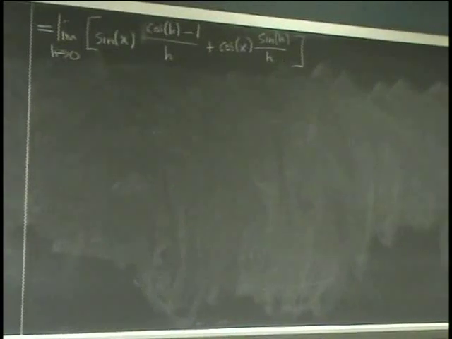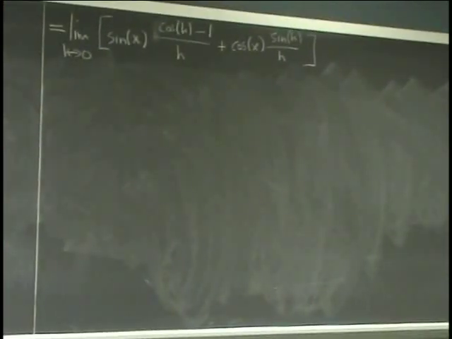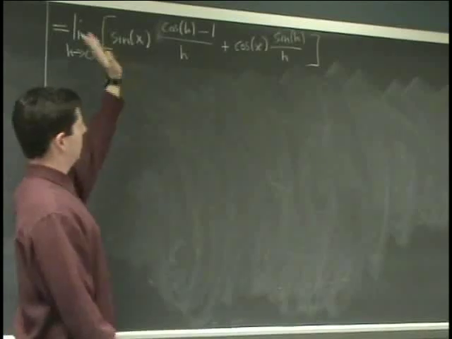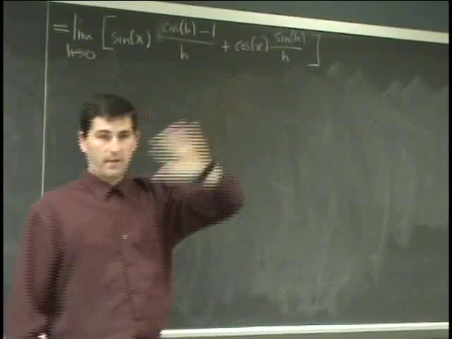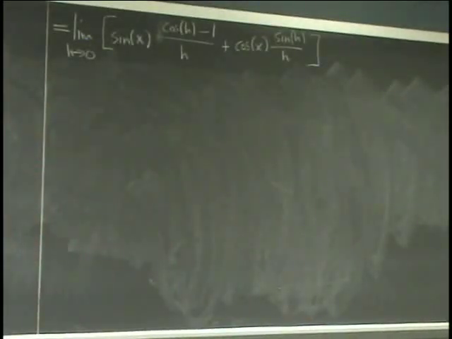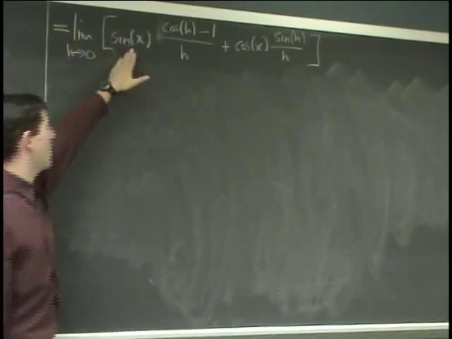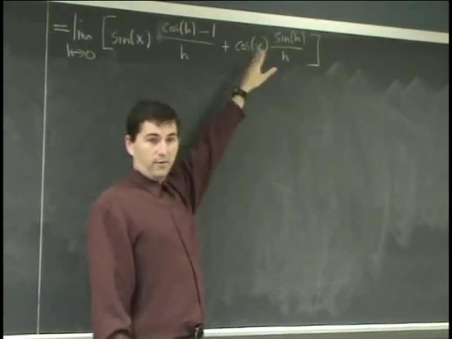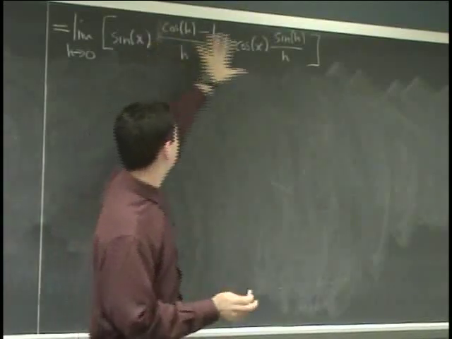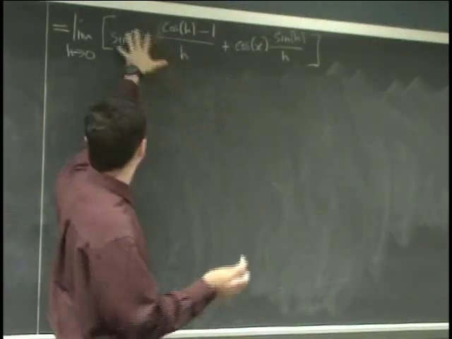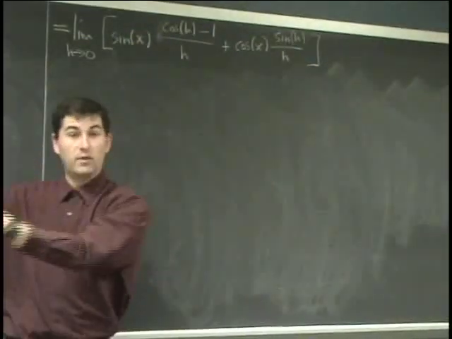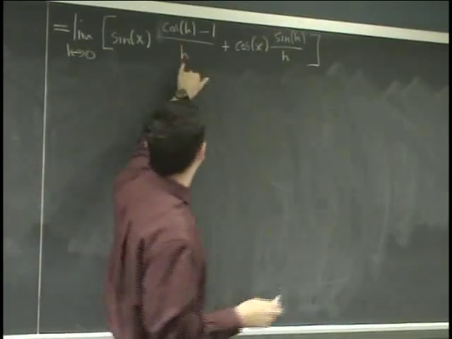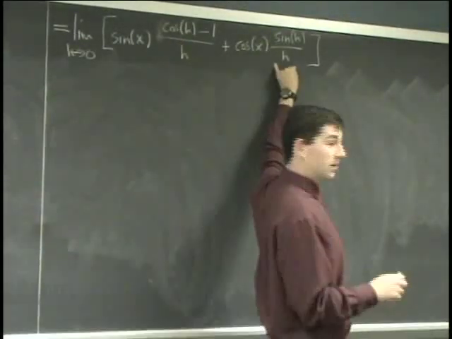And you'll notice the reason I write it like this is because now these terms that come out front, the sine of x and the cosine of x, they have no h. So as far as this limit as h goes to 0 is concerned, these are just constants. So if I want to break up this limit, because I have a limit of a sum, I just need to show that these individual limits exist. And these things are just constants, and we know constants get pulled out of limits. So all I need to show is that these two limits exist.